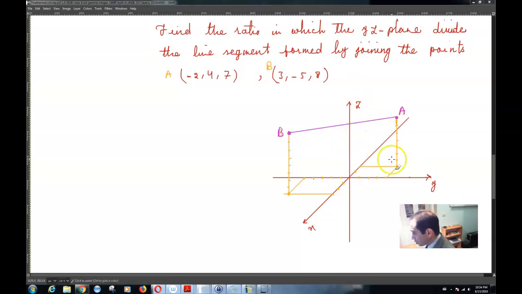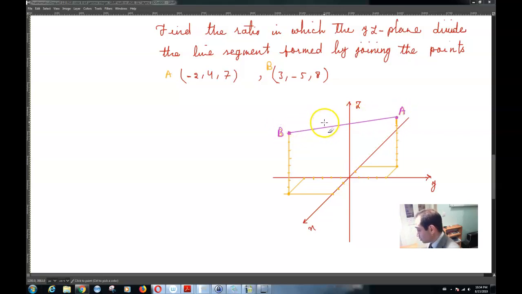Now the way that you can solve this problem is that you need to find the point of intersection. Actually, you could find the point of intersection of the YZ plane and this line, and then if you had the coordinates of that point, you could use the section formula to find out in what ratio that point was dividing this line.